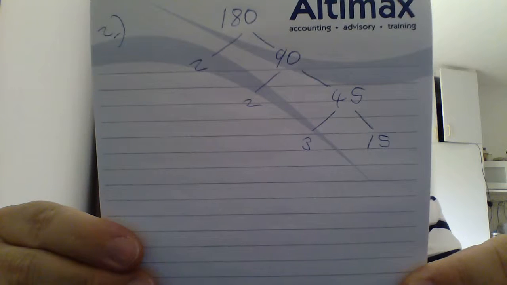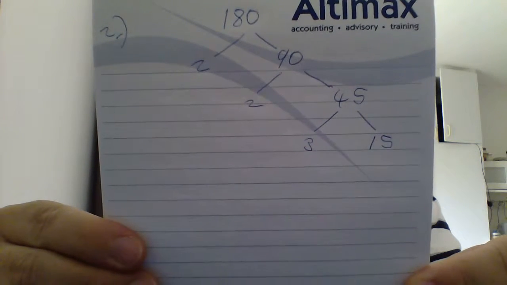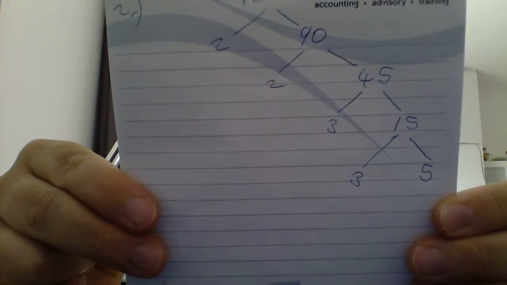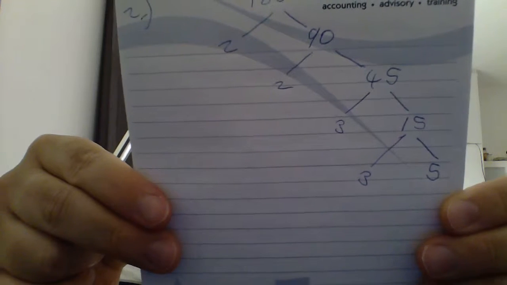Can you divide 15 by 2? No, you can't. Can you divide it by 3? Yes. 15 divided by 3 is what? It's 5. 3 times 5 is 15. Can you divide 5 any further? Is there anything that goes into 5 besides 5 itself and 1?